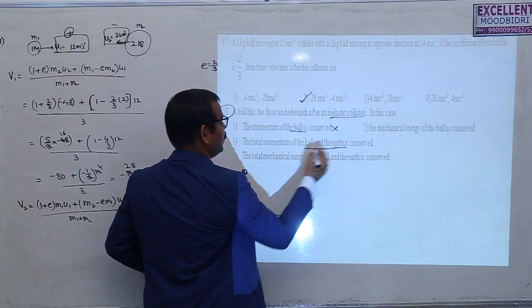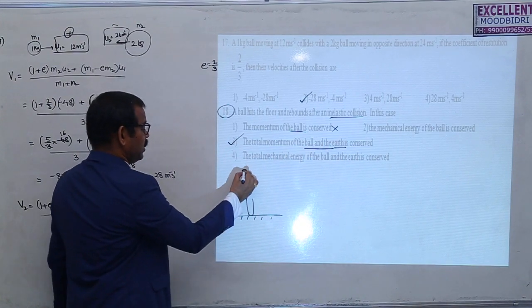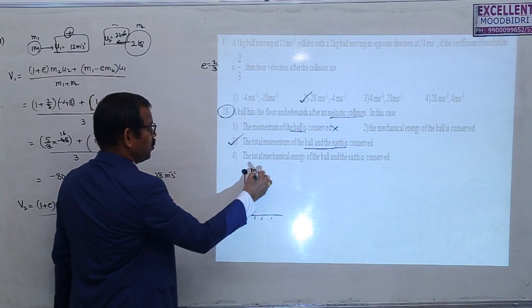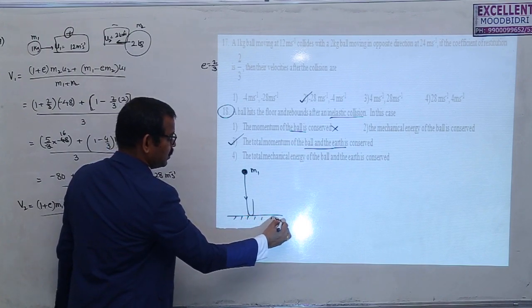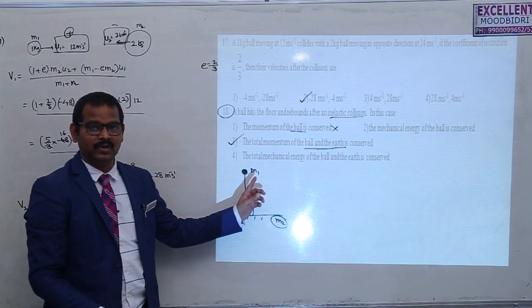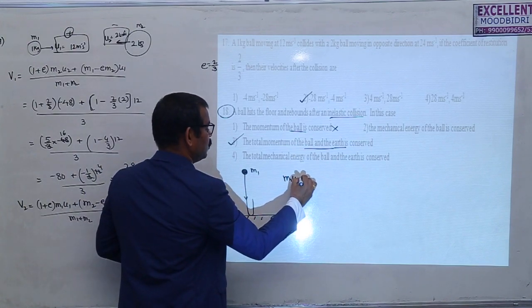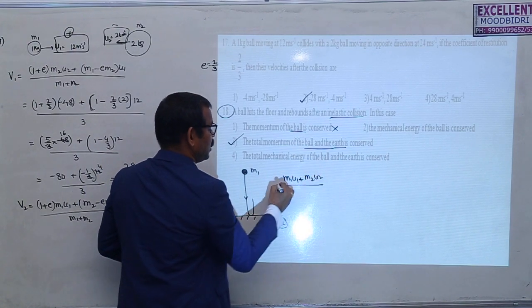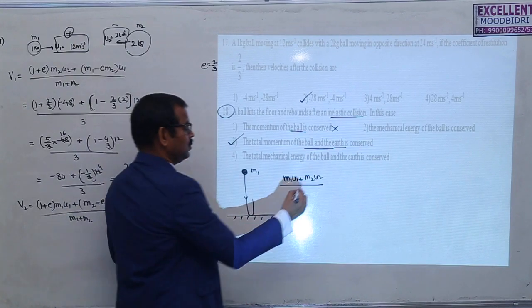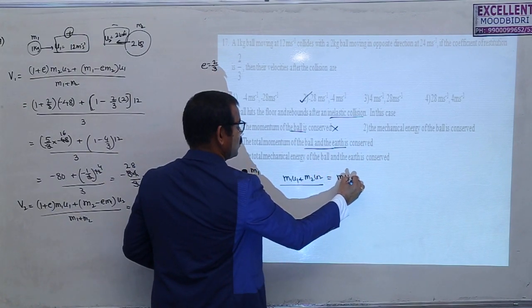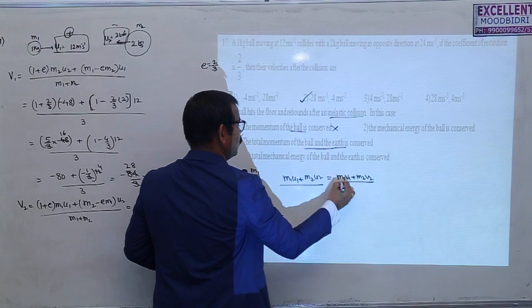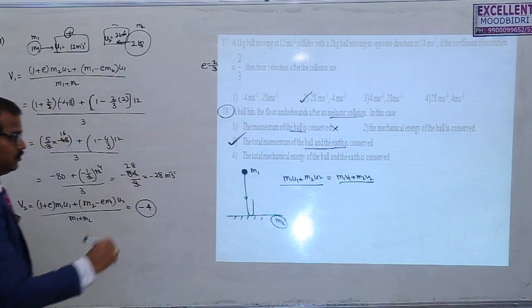Then, the total momentum of the ball and the earth is conserved, because here ball is the first body and the earth will be taken as second body. So, m1 u1 plus m2 u2 is equal to m1 v1 plus m2 v2. So, m1 u1 plus m2 u2 is the total momentum before collision of the system. This is the total momentum of the system after collision. So, total momentum is conserved.